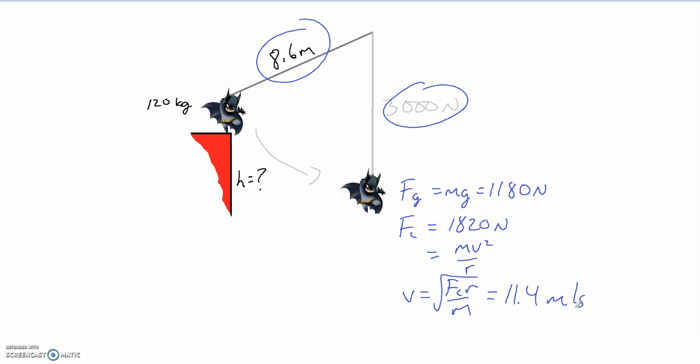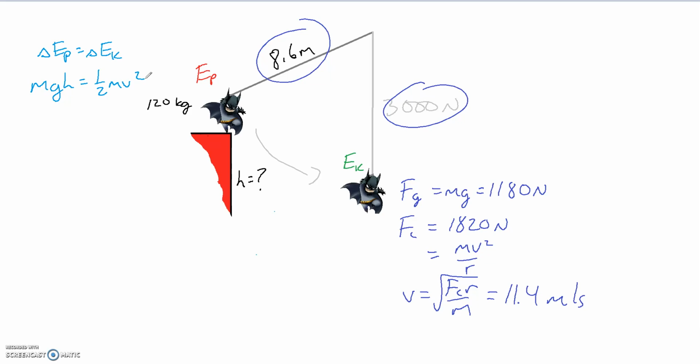Now since he started at rest, he only had potential energy, and down at the bottom he would only have kinetic energy. So up here we've got potential energy, and down here at the bottom we've got kinetic energy. Based on the conservation of energy, those two energies would have to be the same. The change in potential is going to be equal to the change in kinetic. So I can use that idea to solve for the height. So the potential energy he started with has to be equal to the kinetic energy he ended up with.